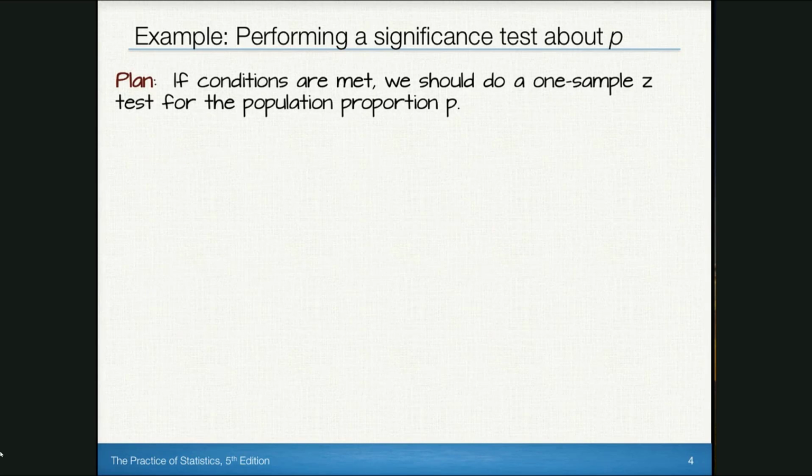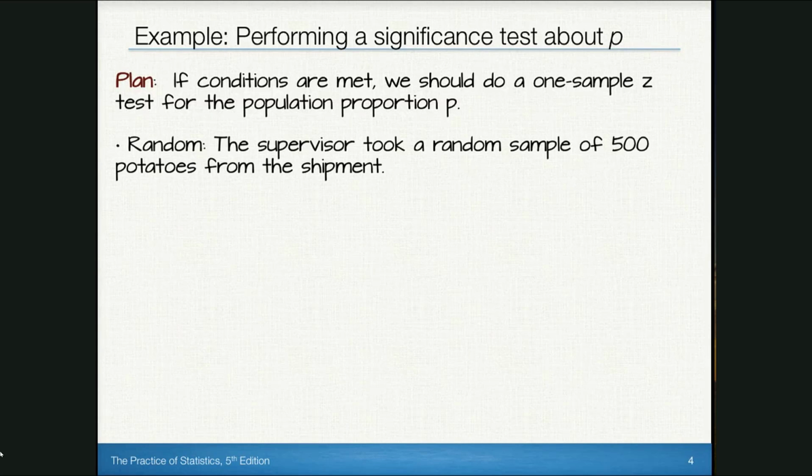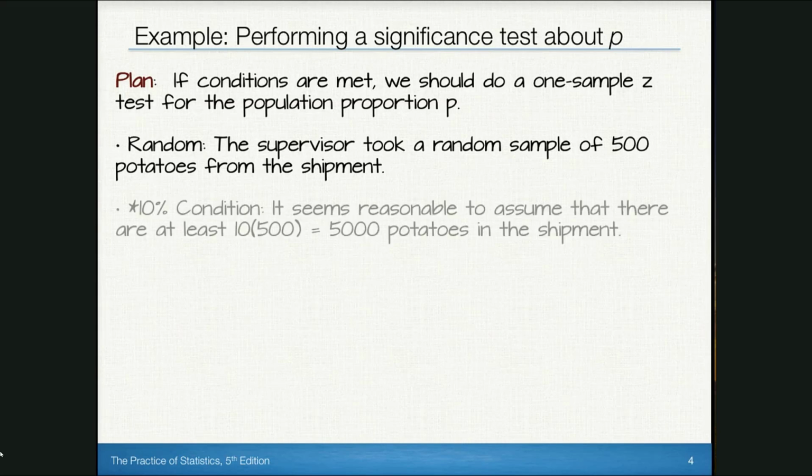Now, under the plan step, we need to check our conditions. If they're met, we can do a 1-sample z-test for the population proportion p. We took a single sample. We're interested in determining something about the population p, so that 1-sample z-test is appropriate. First of all, we need to check for randomness. Note the supervisor took a random sample of 500 potatoes from the shipment, so that condition is met.